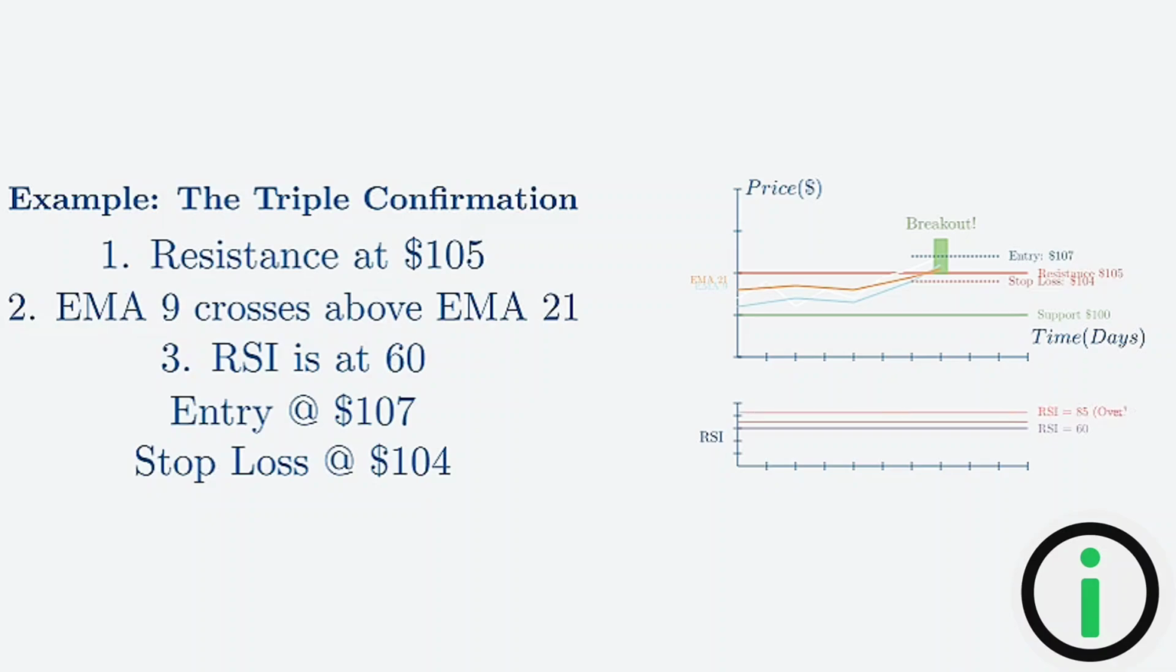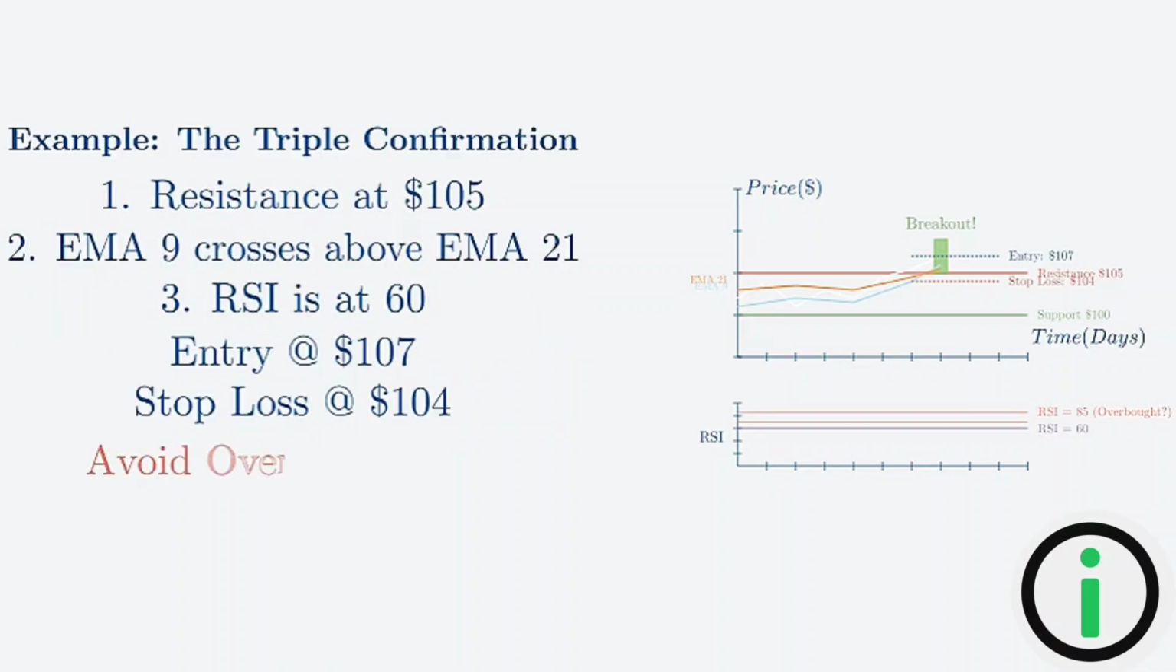Take a moment to think. Why wouldn't we enter if the RSI was already at 85? Exactly. Even with a breakout, an RSI that high suggests the rubber band is stretched too far and a snapback is likely. We want to catch the move early, not at the end.